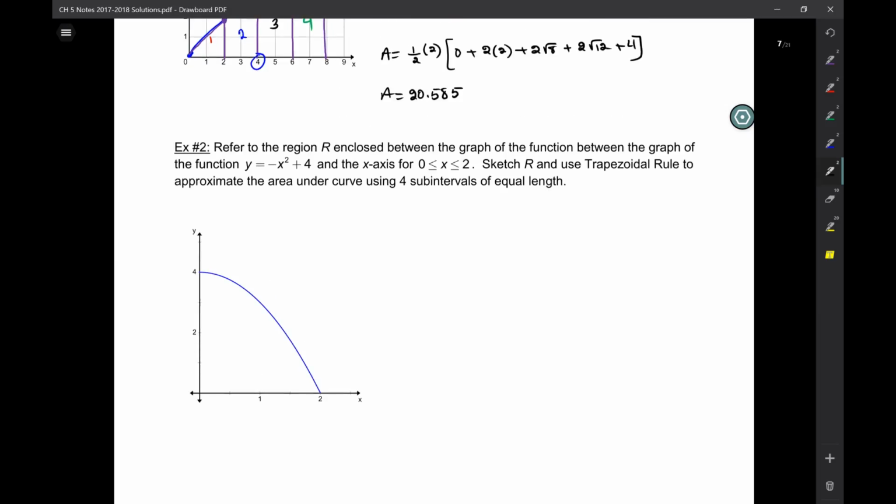Here is the region R, enclosed between the graph of the function. That's the same thing because it's copied and pasted. So the function y equals negative x squared plus 4 and the x-axis, and notice it's provided for you. For the region 0 to 2, sketch R, it's been done, and use trapezoidal rule to approximate the area under the curve using 4 subintervals of equal length. So, how do we get the height of each trapezoid?